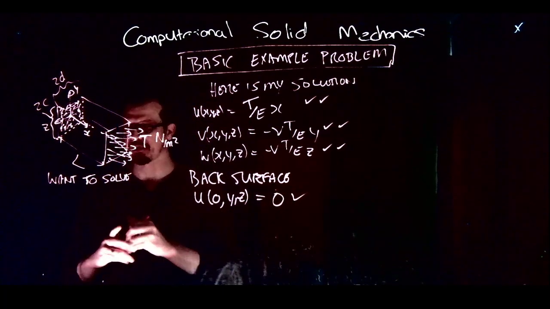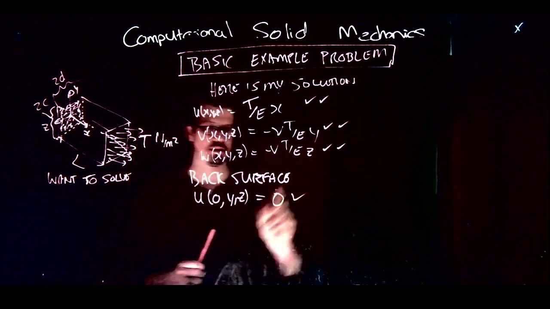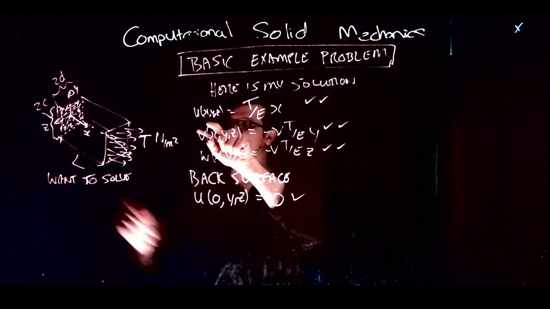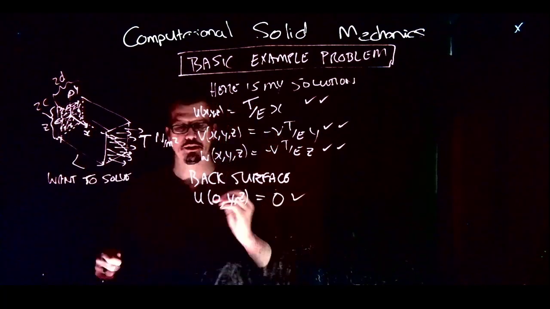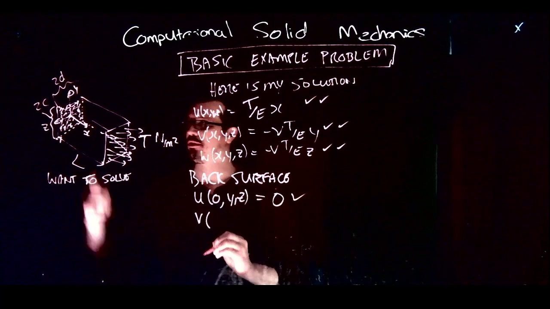So that satisfies what we expected to see. Okay, so that is fantastic. So this satisfies the boundary conditions beautifully. Let's look at V. If I go for the V field, also I want to be at the backplate.